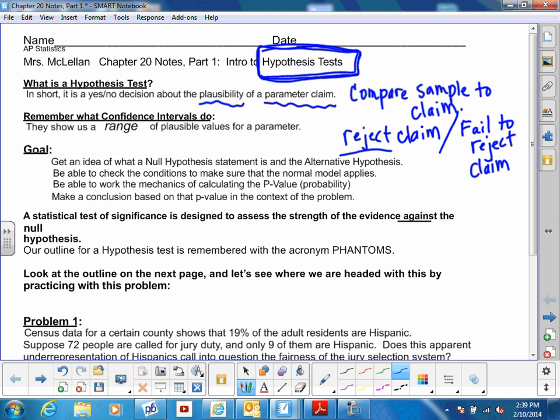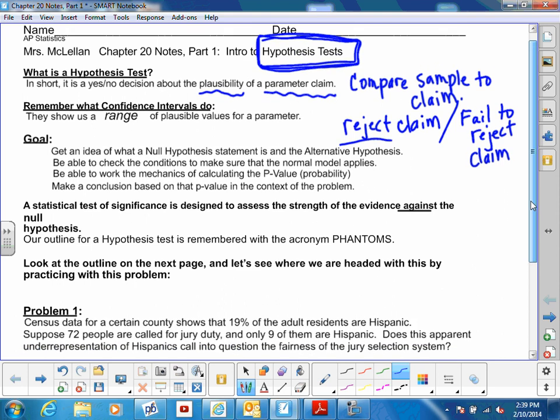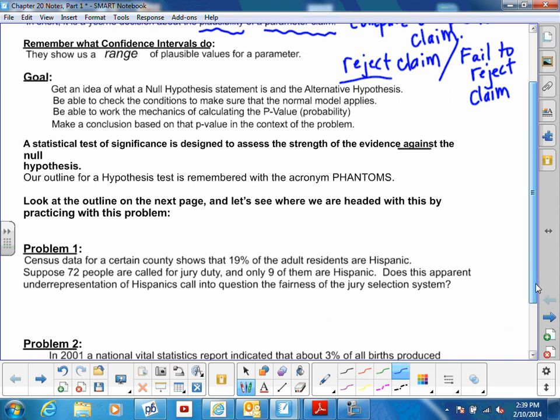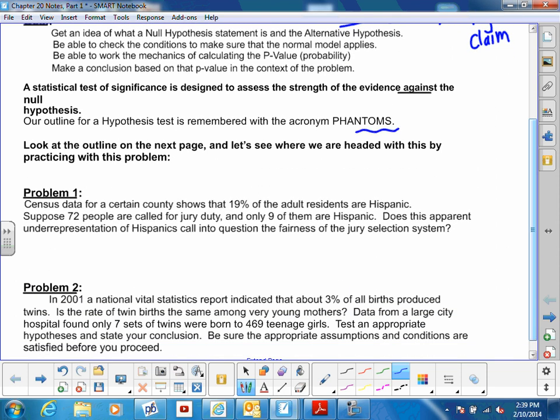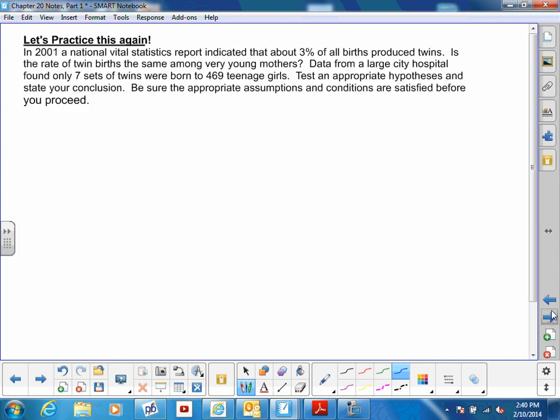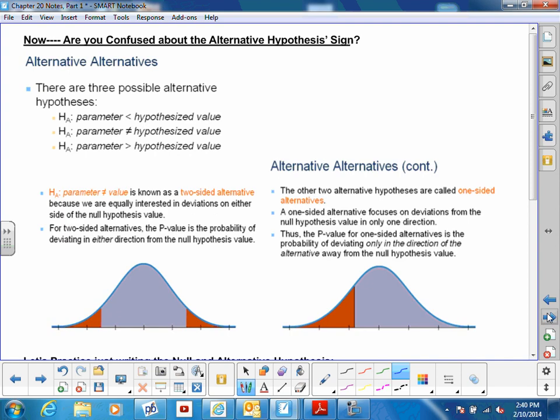The first thing that we need to do is understand the language of setting up a hypothesis statement. We are going to learn this new model called the PANIC model tomorrow. But before we use this template on the PANIC model, we are going to understand how to make an alternative and a null hypothesis. So will you turn to this page in your notes? I think it's the second to last page.